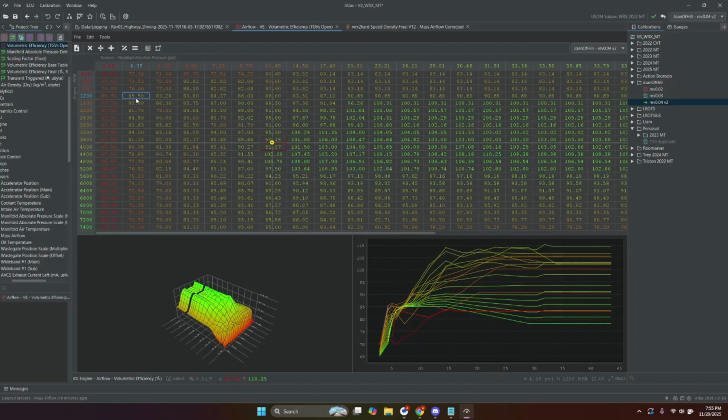The other thing to keep in mind is that VE tables change with most modifications. That's why we make mods to the cars, because we're trying to increase the efficiency of the system. In a perfect world, you want all of these numbers to be as high as physically possible. Up here you're seeing 108, 109, which is fantastic. I have some people I tune for who are up in the 120s, because they have a modified setup, so they're getting more air flowing in than you would expect.